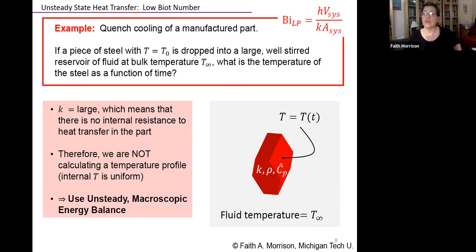All right, so let's do a quick calculation to show how this lumped parameter analysis can work. This is going to be another time where we use the unsteady state macroscopic energy balance. So here's the problem. If we have a piece of steel that's dropped into a large well-stirred reservoir at a bulk fluid temperature, T infinity, what's the temperature of the steel as a function of time?